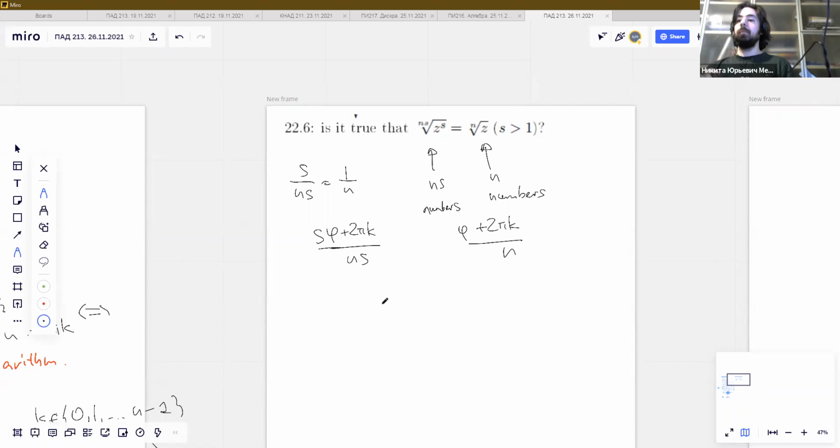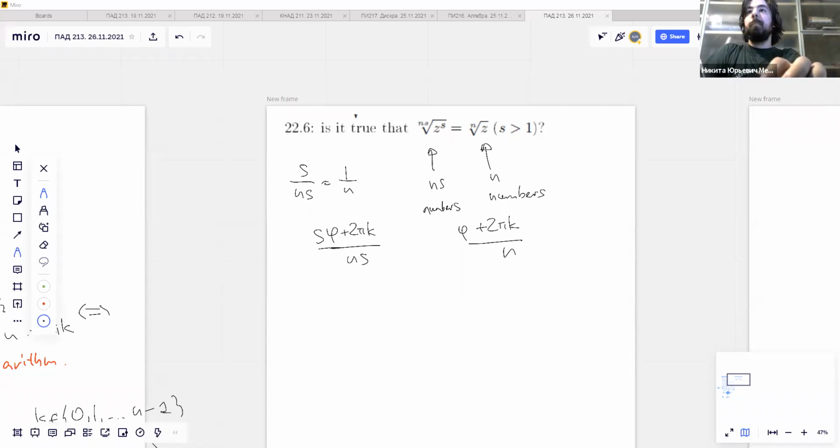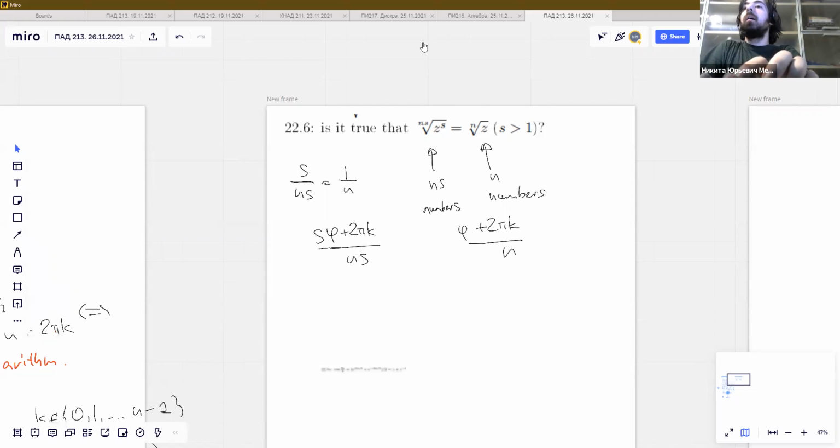Okay. Any questions for this problem? Someone is writing in chat, but it's hard for me to read. Okay, give me a second.